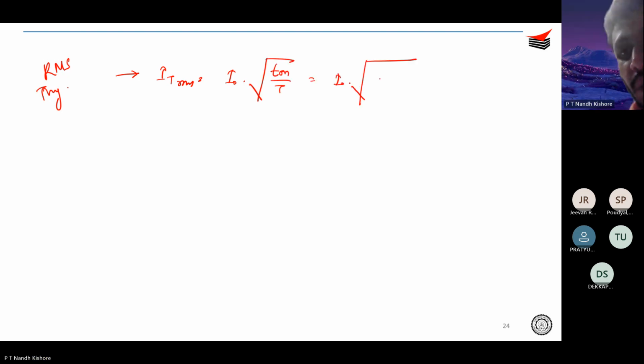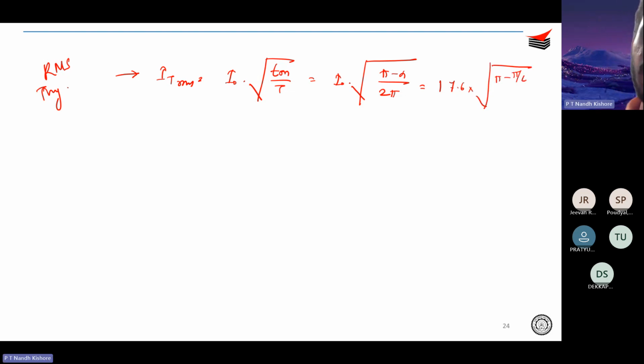So what is the RMS thyristor current? IT RMS will be I naught into root over T on by T. That is I naught into root over pi minus alpha by 2 pi, right? That is 17.6 into root over pi minus pi by 4 divided by 2 pi. Please do it, okay? I'm not doing this.